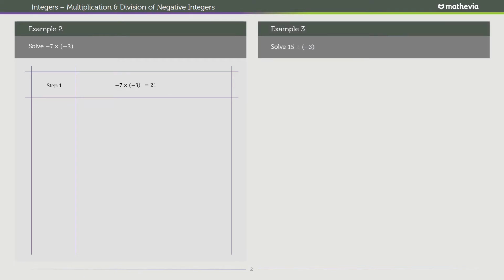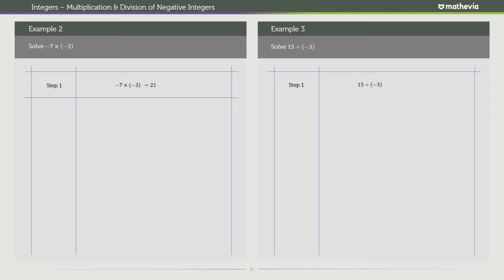Example 3 says 15 divided by minus 3. Now, how do we go ahead and solve this? 15 divided by minus 3. Now we have a positive number divided by a negative number. So we have positive or negative. Our answer is going to be negative because the signs are different.